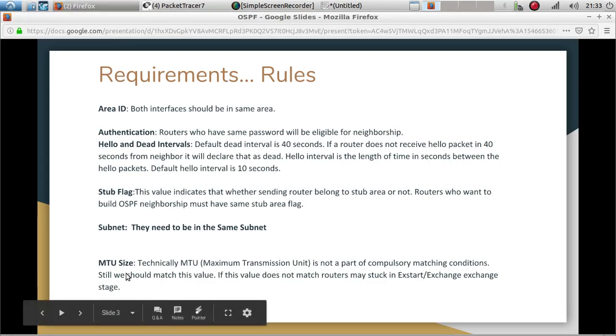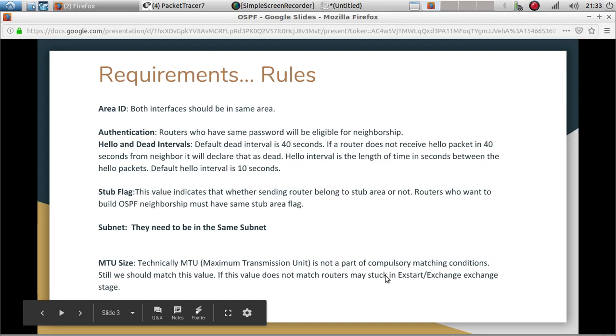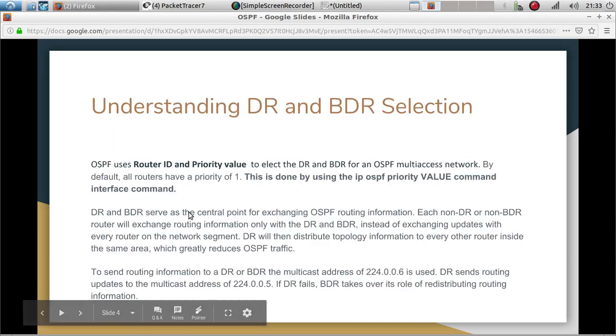And the last one is the MTU, which is the maximum transmission unit. It's not part of the compulsory matching conditions. Still, we should match this value. If this value does not match, routers may get stuck in the Exstart exchange stage. Okay, so it is saying right here that it doesn't really matter, but it could get stuck in the Exstart exchange stage. So that is another rule for you guys.